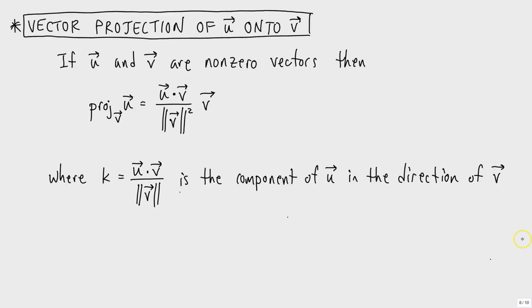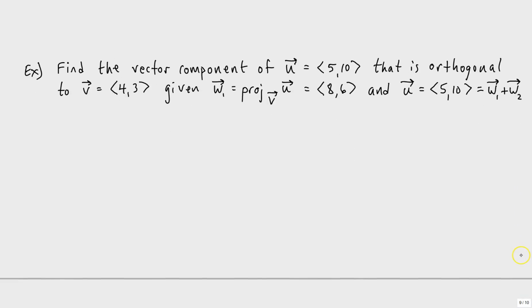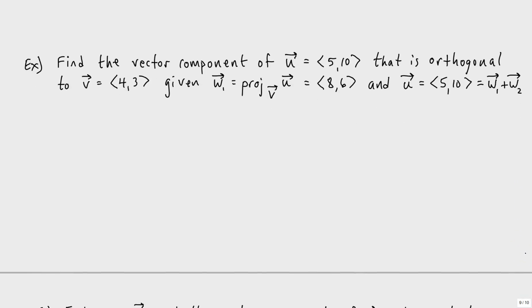All right, so let's practice with this. Let's say we want the vector component of u, which is 5, 10, that's orthogonal to v, which is 4, 3, and we know the projection is 8, 6. Without any story attached to it, we're just going to quickly show how, if you have u and the projection, you can figure out which two vectors added up to u.